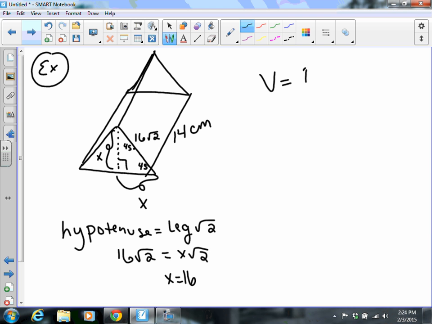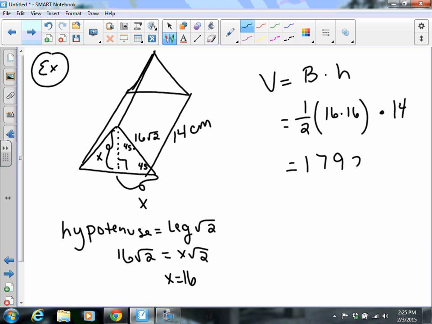So my volume is the area of the base times the height. The area of my base is 1/2 times 16 times 16, times my height of 14. I can just plug that straight into my calculator. And I know that my volume is 1,792 centimeters cubed.